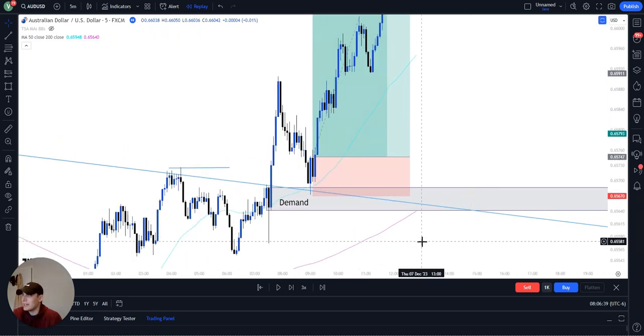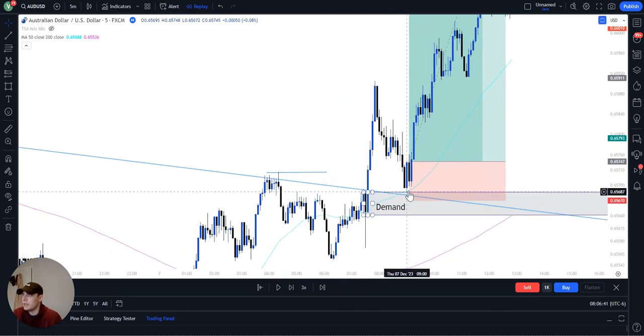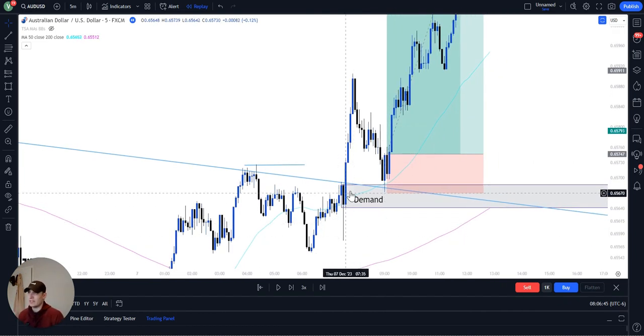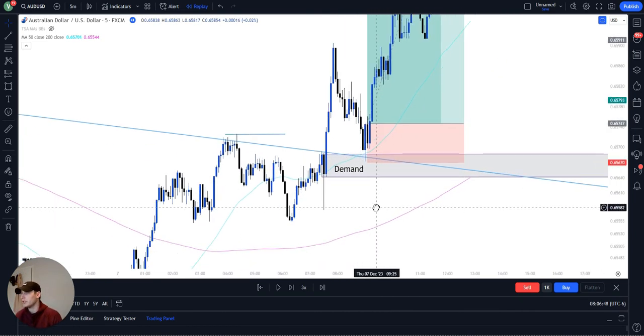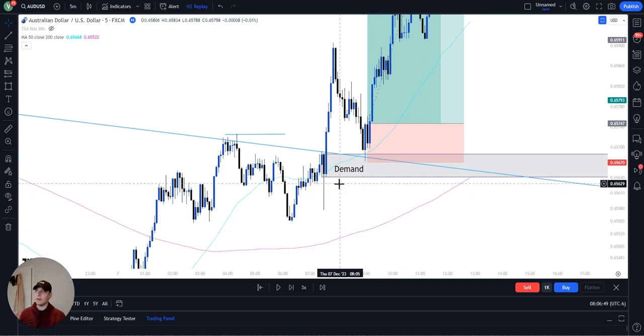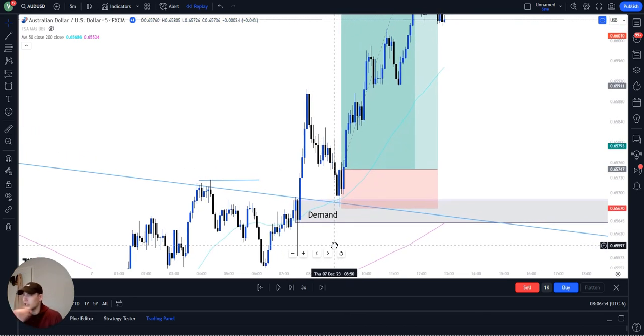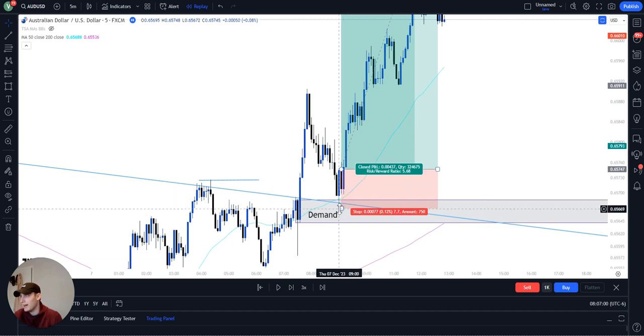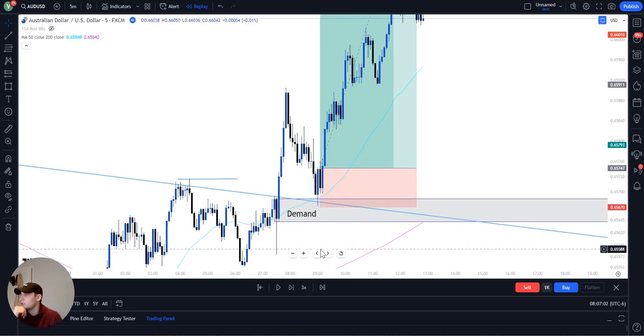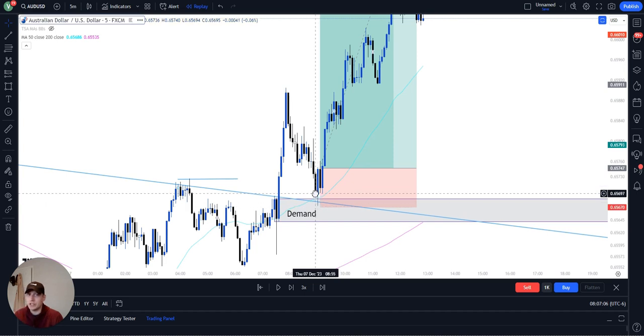Another added confluence to this is that the 50 moving average, this blue line going through right here, happens to be right there testing perfectly. So we're trading above the 200, above the 50. Those are good signs that it's going to continue pushing bullish, especially if it hits a demand zone like this. It just acts as a launch pad. So it perfectly wicks in, immediately rejects. Another really good sign that this trade's going to play out.